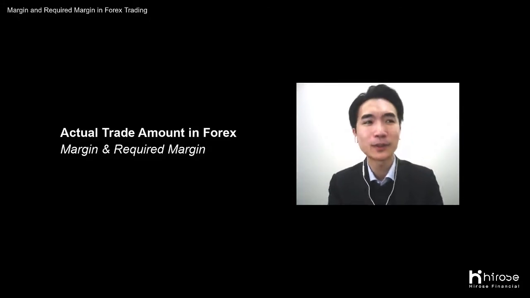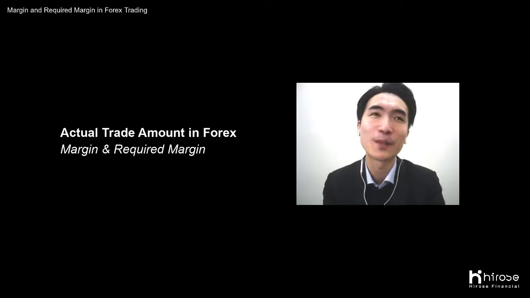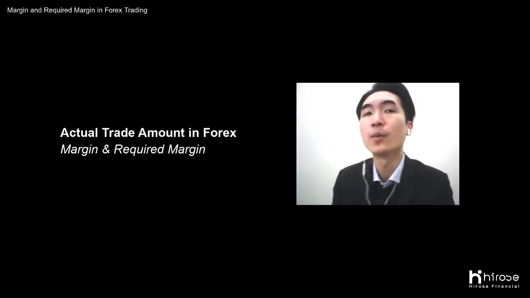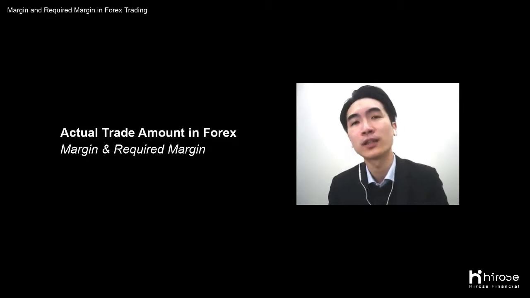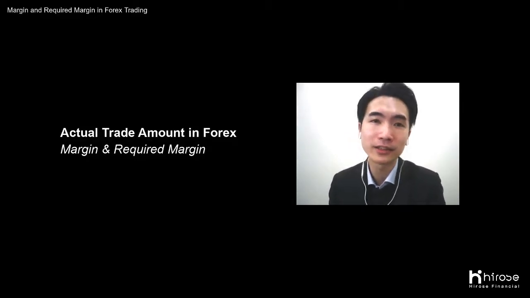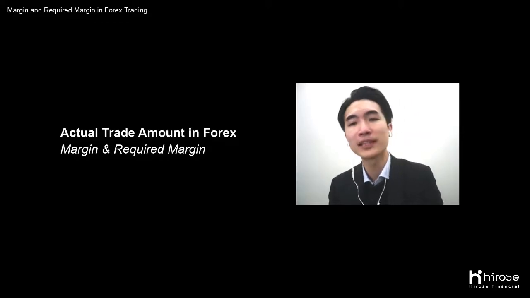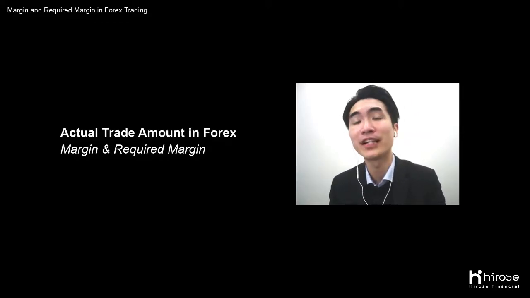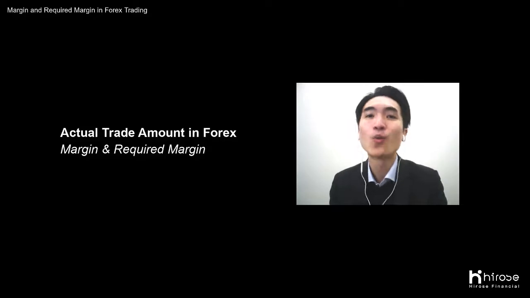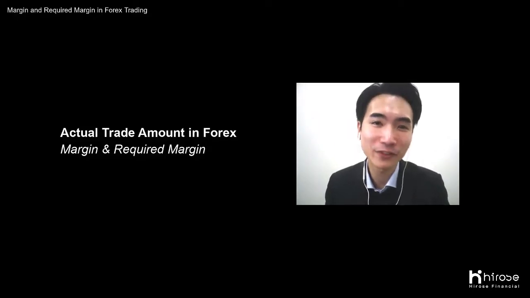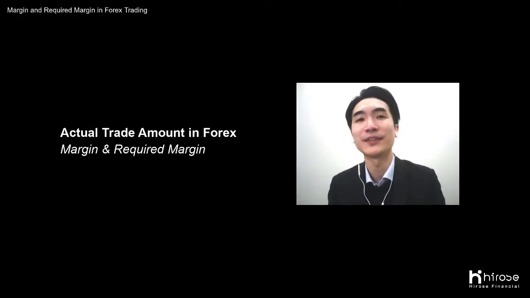How are you today? In the previous videos, I've been saying that if you want to trade one lot, which is 100,000 units, in the Forex market, you need to invest $1,000. So where does this $1,000 come from? That's what I'm going to explain to you today.